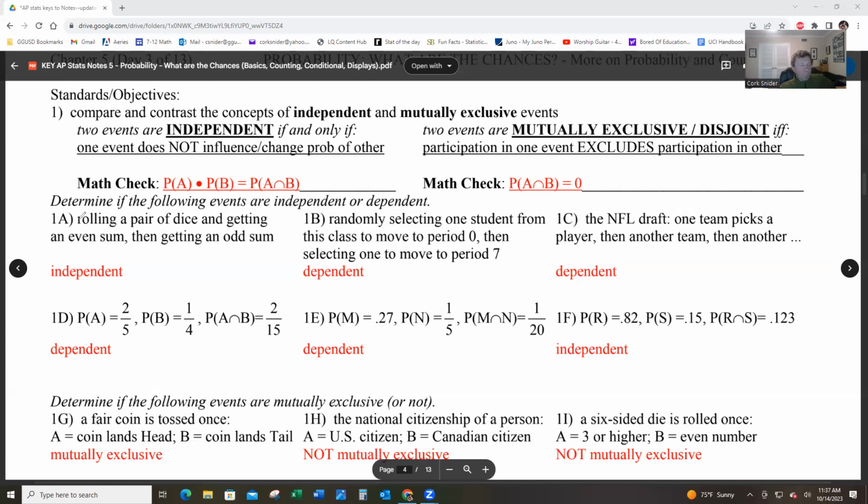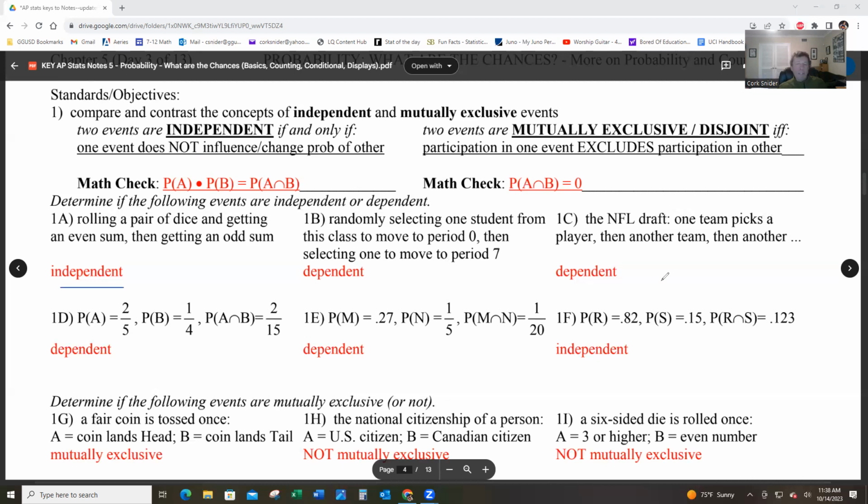All right. 1A, if you roll a pair of dice and get an even sum, then getting an odd sum, dice have no memory. They have nothing to do with each other. Those are independent events. Now, in 1B, randomly selecting one student from this class to move to 0 period, then selecting one to move from period 7. Well, your chances are going to increase that you're going to move to period 7 after one kid gets removed, because that's a non-replacement issue. So that's dependent. Non-replacement is dependent.